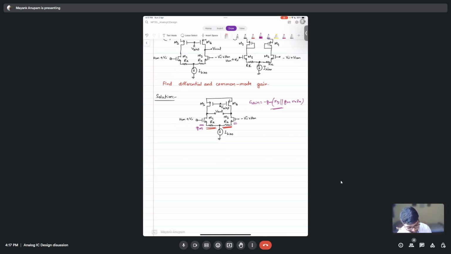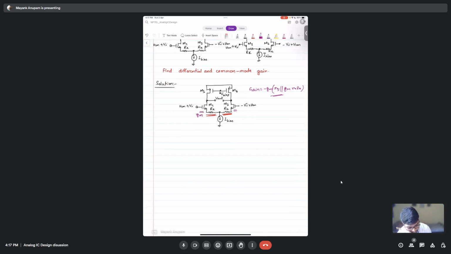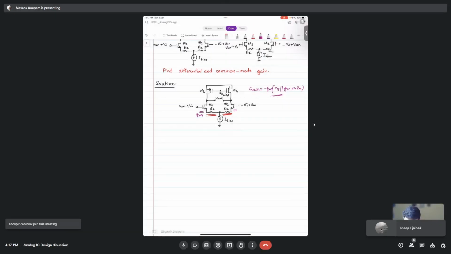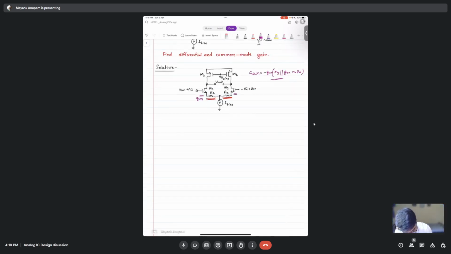If the inputs are small, the connection between the two RX is a ground point, so we can write this. That's what I'm saying. Do all of you know this concept, that if the inputs are anti-symmetric, you can assume this point is a virtual ground for differential mode operation?